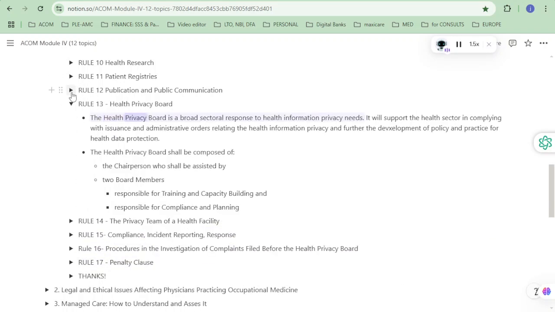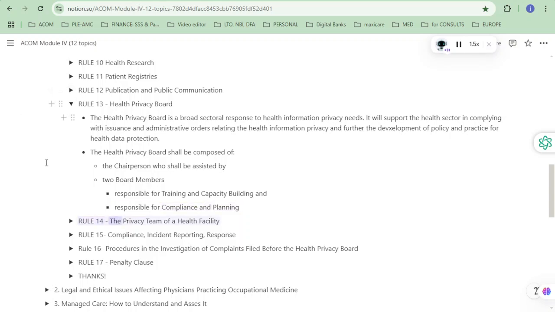Rule 13, Health Privacy Board. The Health Privacy Board is a broad sectoral response to health information privacy needs. It will support the health sector in complying with issuances and administrative orders relating to health information privacy and further the development of policy and practice for health data protection. The Health Privacy Board shall be composed of the chairperson, who shall be assisted by 2 board members, responsible for training and capacity building and responsible for compliance and planning.